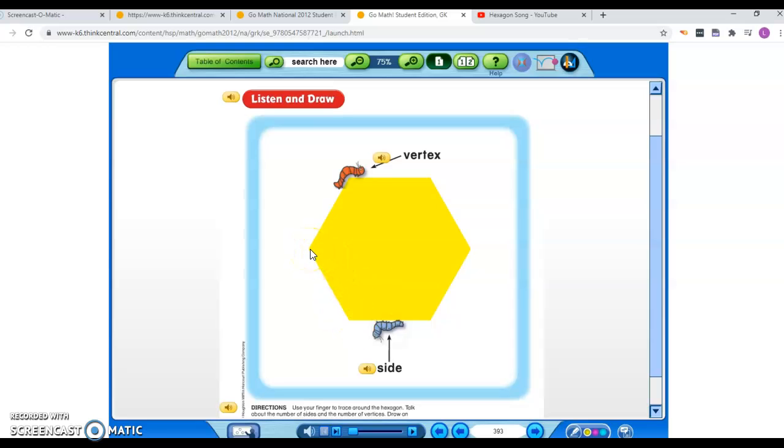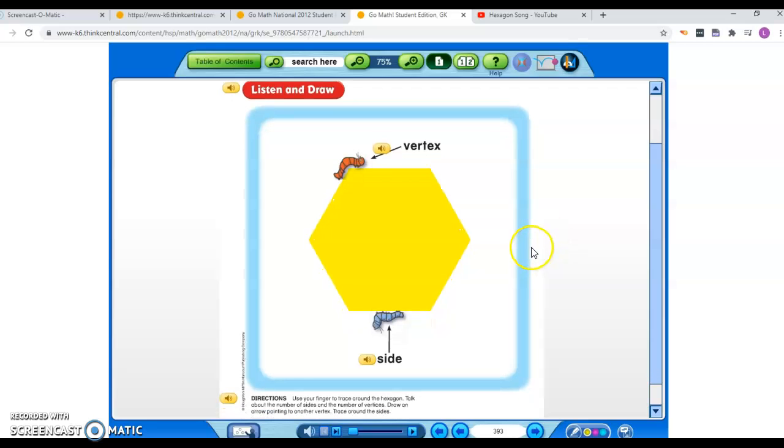If you've noticed, on all of our two-dimensional shapes, their number of sides and vertices is the same. If a shape has 3 sides, it's going to have 3 vertices. This hexagon has 6 sides, so it's going to have 6 vertices. This worm is pointing to one vertex on the hexagon. I want you to draw an arrow to one of the other vertices. Draw an arrow and point to another vertex on the hexagon.